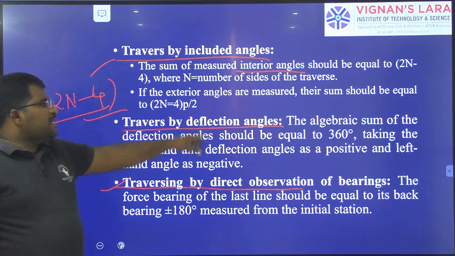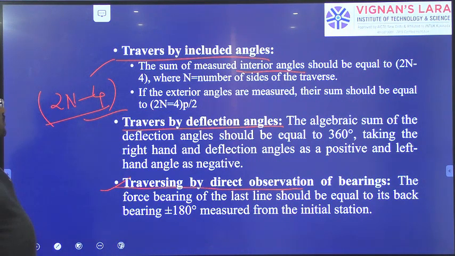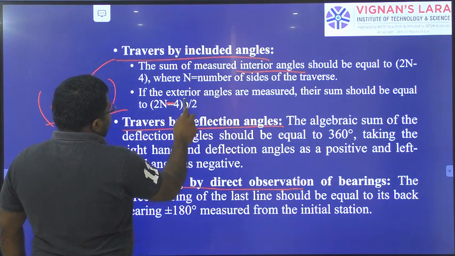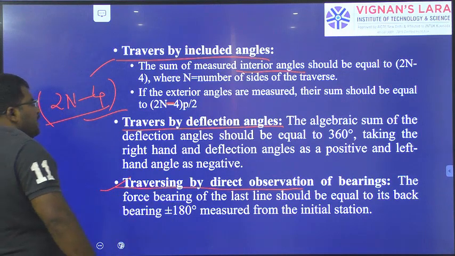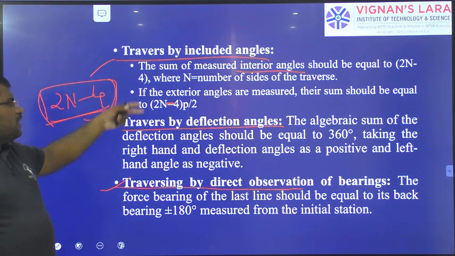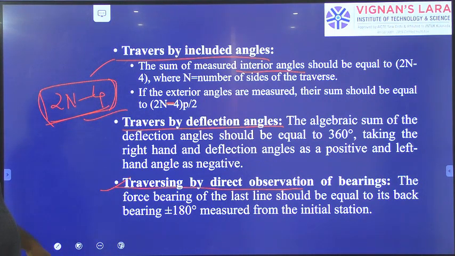If the exterior angles are measured, their sum should be equal to 2n plus 4 into 90, whatever angle is there. So 2n plus 4 into 90, and this total value should be equal.